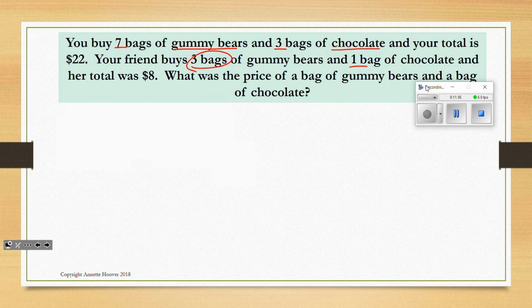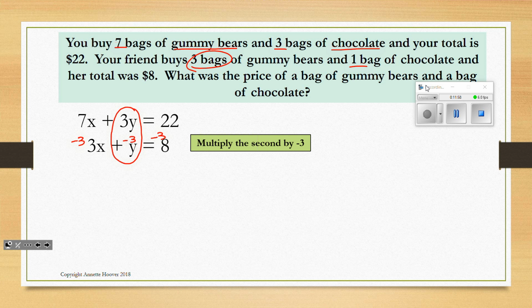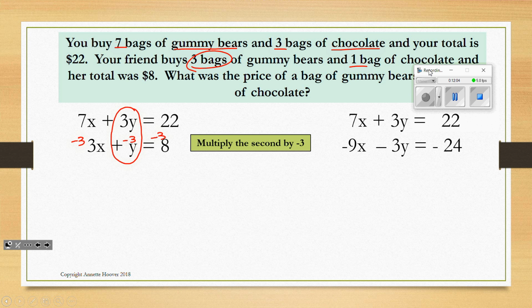In my PowerPoint here, I probably used X and Y again. If I were to do it again, I would do G and B, but again, the variables don't matter. Now, if we are going to solve with elimination, right here, when I look at this, I know that if I can make this a -3, it would be eliminated. So I'm going to multiply -3 times each of the 3 terms in the second equation, and that is going to give me a -9x and a -3y and a -24.